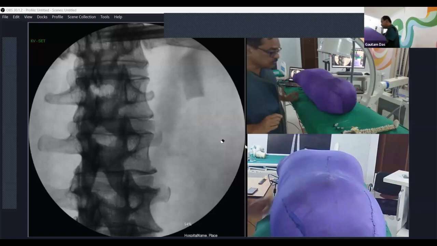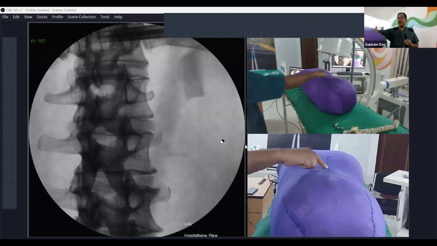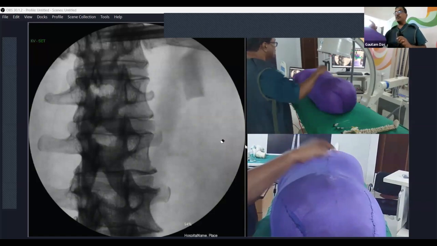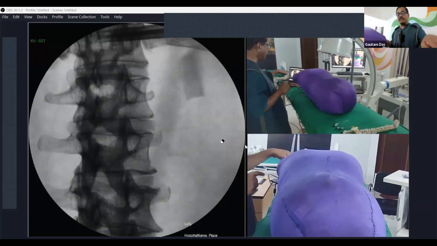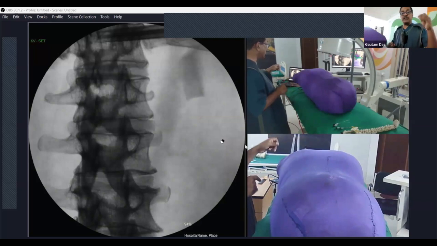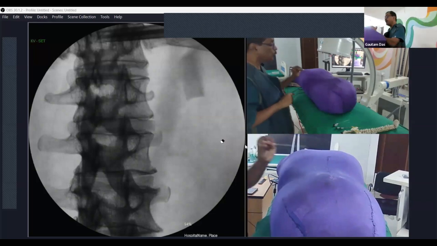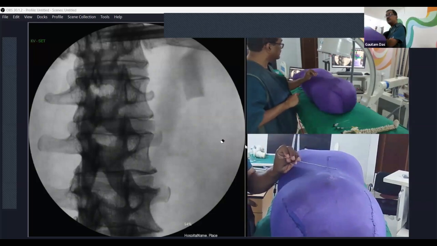Okay, so how many degrees, how much from midline? Don't measure anything. You have to have this Scottish dog image, then you are ready for the procedures. Okay, first, intra-articular facet joint injection.